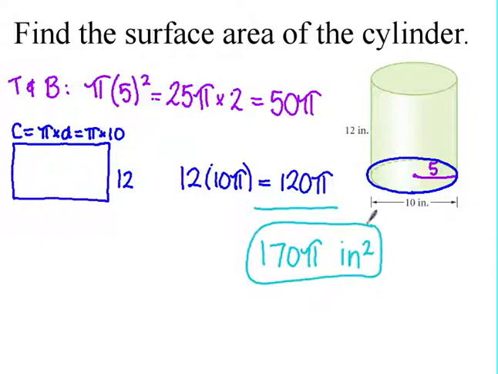Questions? Now, say for example, it only gave you the radius. What you could do for the circumference here is take 2 times pi times r as well. Okay, so.